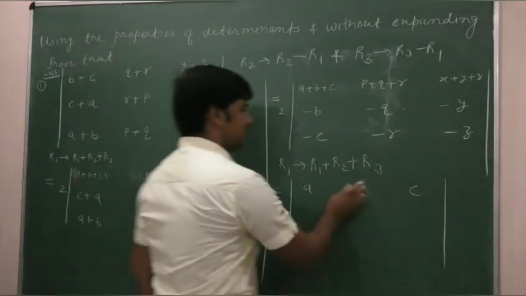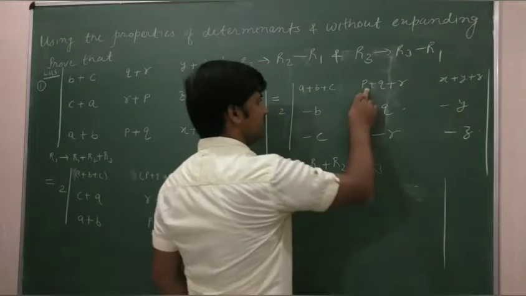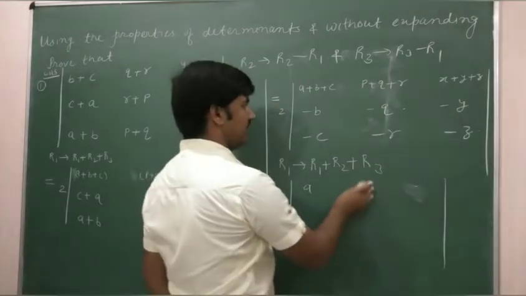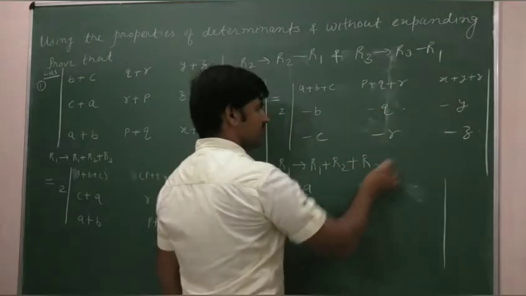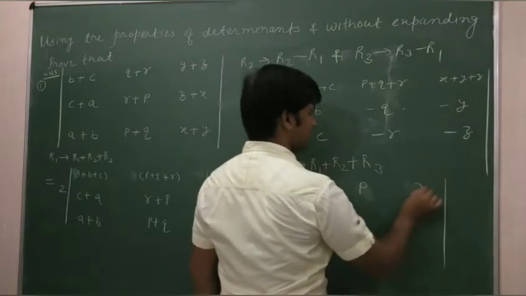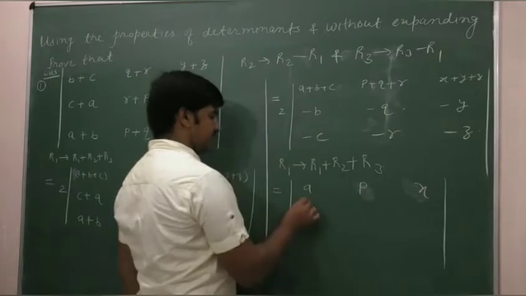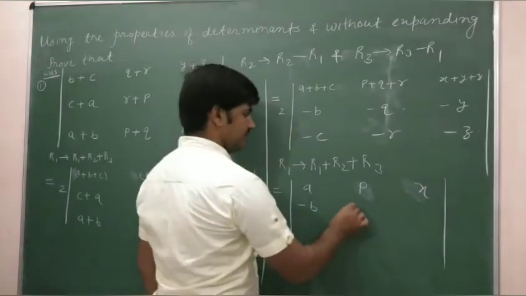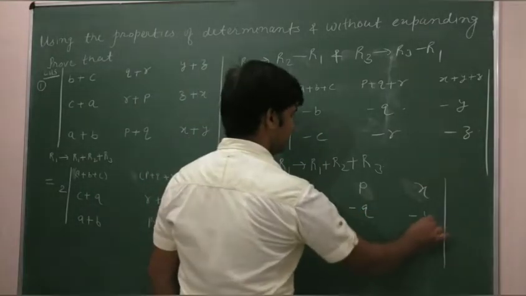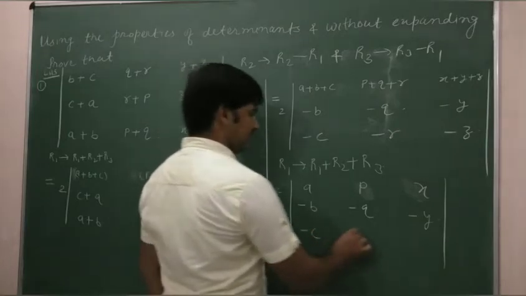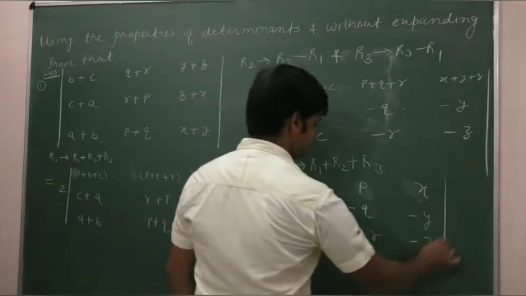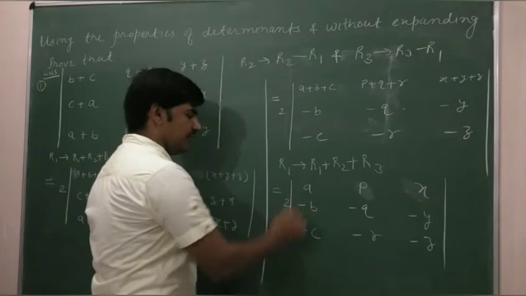Sorry, here it is not B and C, here it is the sum of these two, then A and then P, and here this is X. Okay, and these elements will be minus B, minus Q, minus Y, minus C, minus R and minus Z as it is, and 2 is already outside.